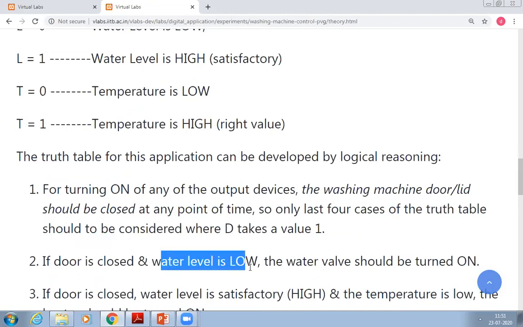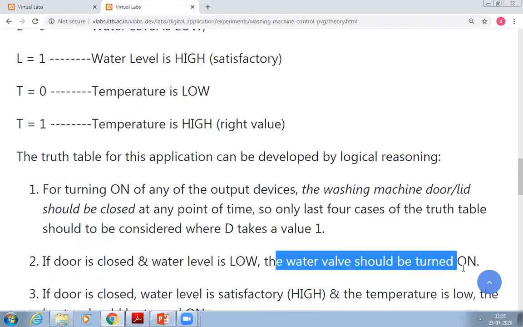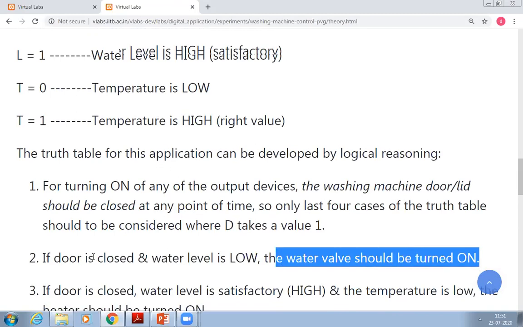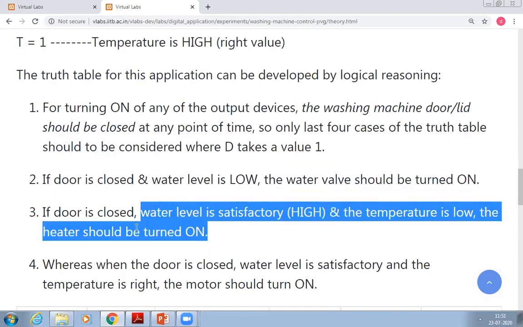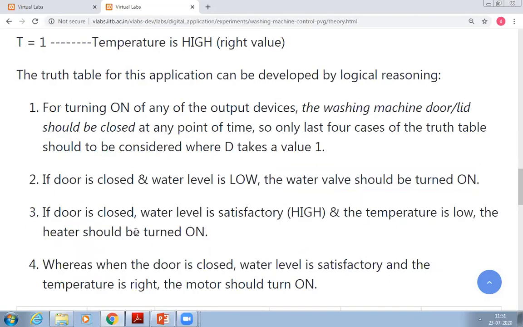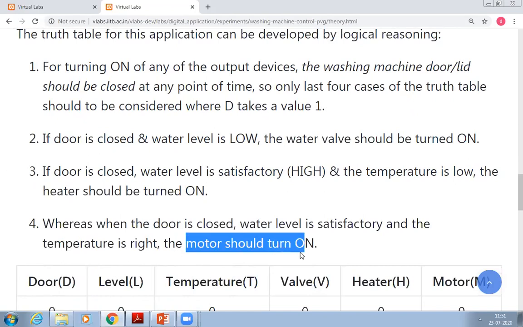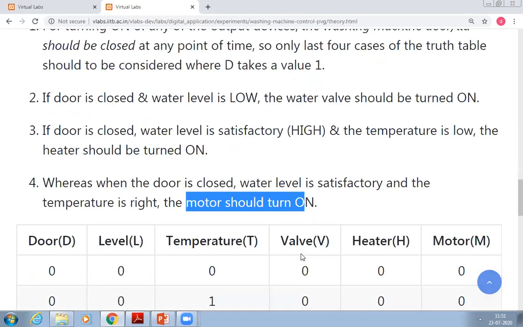If the door is closed and water level is low, the water wall will be turned on. If the door is closed, water level is high and temperature is low, the heater will be turned on. And when the door is closed, water level is sufficient and temperature is also high, the motor will be turned on. Now whatever I told, we will represent in the form of a truth table.